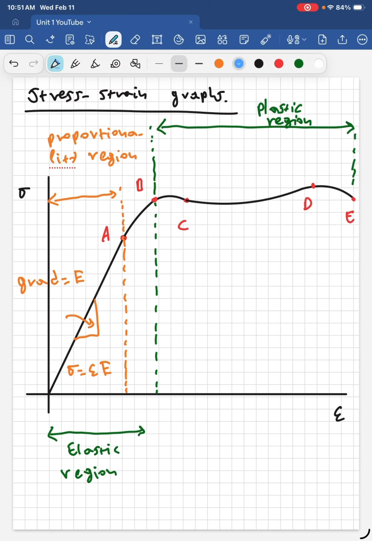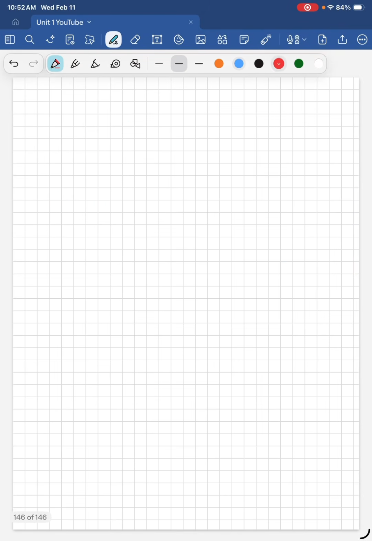I want to also mark another region here. So this region between D and E is where necking occurs. Necking. Now let's go explain all these points.